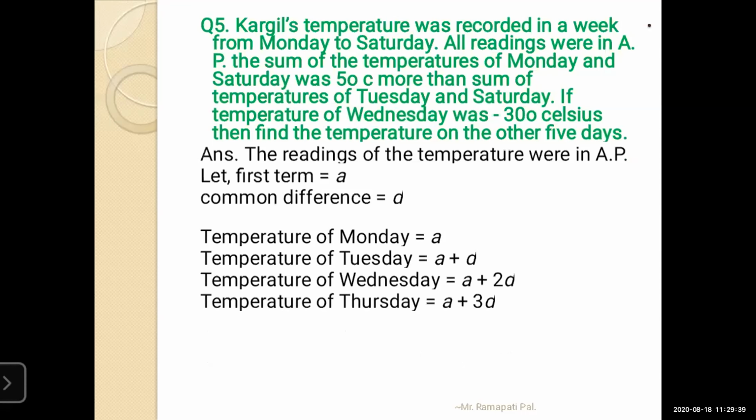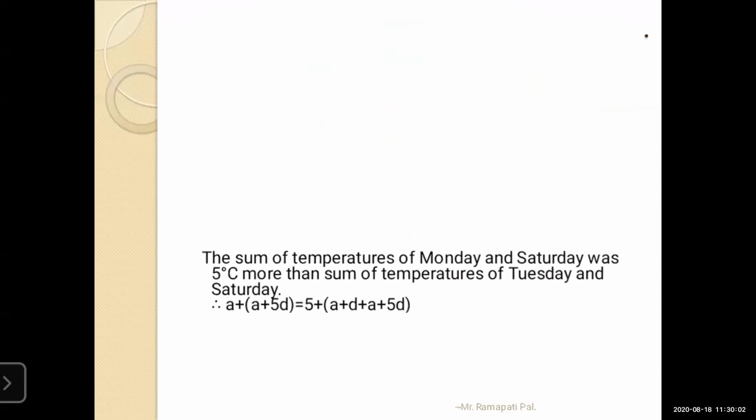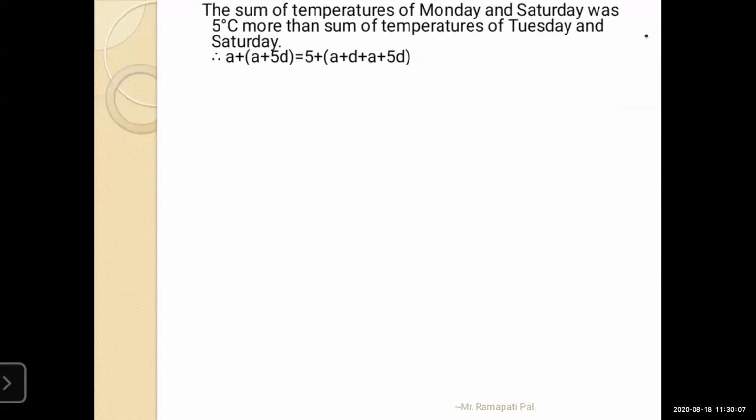Okay. So we have to add it now, because it is said that the sum of the temperature of Monday and Saturday was 5 degrees Celsius more than the sum of the temperature of Tuesday and Saturday. So A plus A plus 5D is equal to 5 degrees more, means 5 plus A plus D plus A plus 5D. So A plus A is what? 2A plus 5D is equal to 5 plus 2A plus 6D.